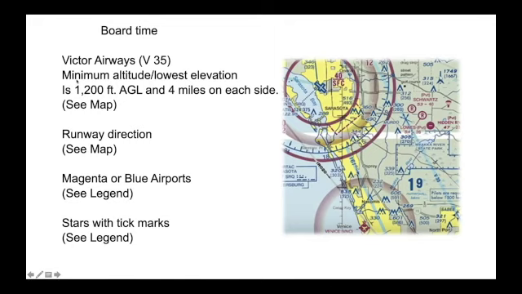So for Victor Airways, it's important to know that the minimum altitude, lowest elevation is 1,200 feet AGL, and it's 4 miles on each side of those Victor Airways. Usually I have a handout I'll give in class, and I don't know that there's a Victor Airway on here, but right here it is. I'm sorry, Victor 35. It's southeast, Victor 35. There's your airway there. Just remember manned aircraft can be flying at 1,200 feet AGL and 4 miles either side of that Victor Airway. Okay, 4 miles either way.